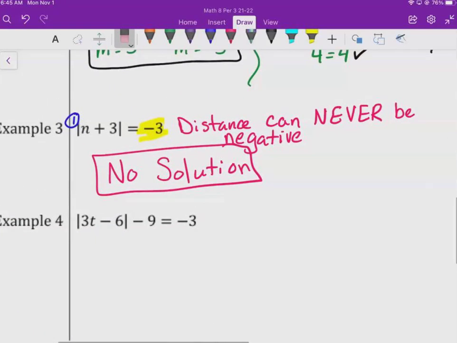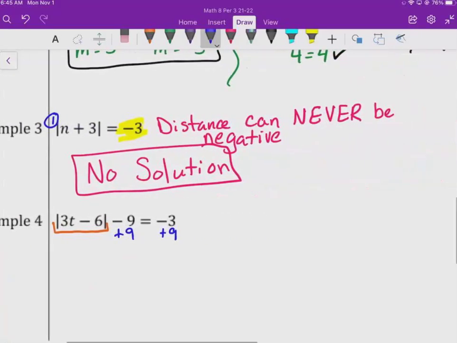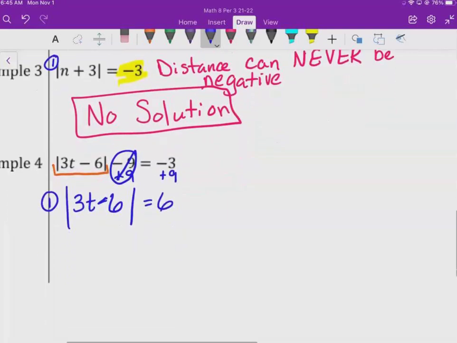Okay, so over here, now first step, isolate the absolute value. We've got to get this guy by himself. So the first thing I'm going to do is solve for that absolute value expression, which is exactly what I just did over here. I'm going to get the same thing. This goes away, so I'm left with absolute value of 3t minus 6 equals 6. Okay, there's my step 1.